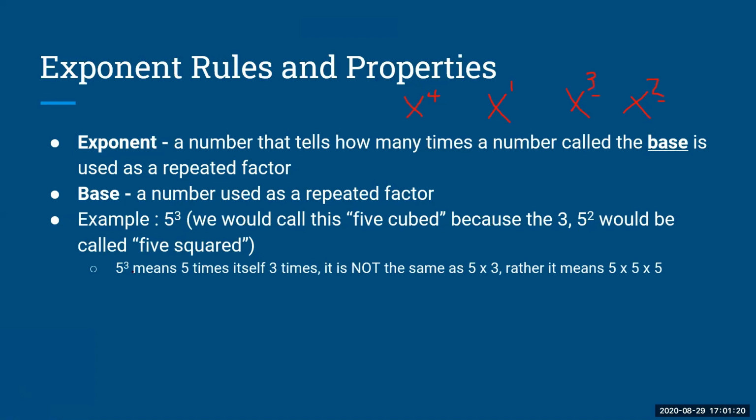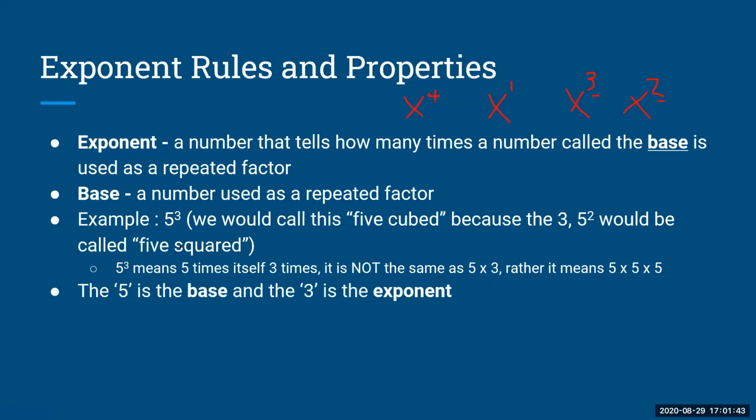Keep in mind that 5 cubed means 5 times itself 3 times. It's not the same thing as 5 times 3. You guys probably know that obviously, but I've seen a lot of people make that mistake when I was a kid growing up, and a lot of people in my age group still make it. So keep that in mind. It's 5 times 5 times 5: 5 times itself 3 times.